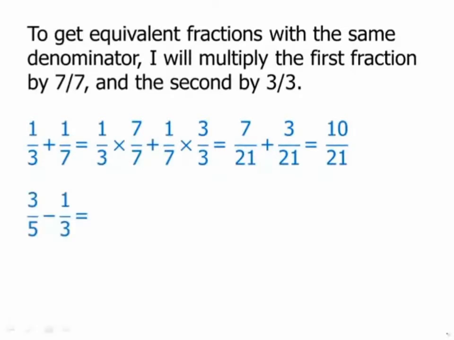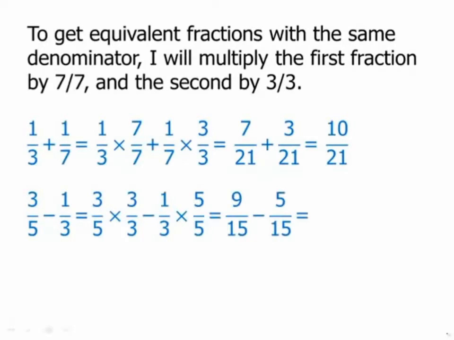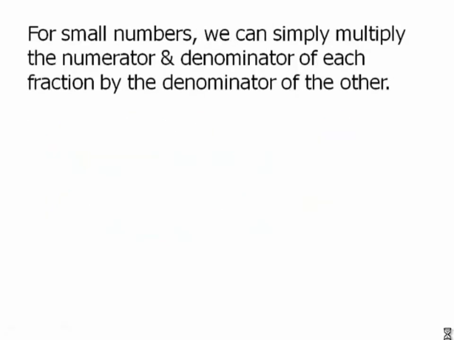Another example, 3/5 minus 1/3. Multiply the first one by 3/3, the second one by 5/5. We get 9/15 minus 5/15. 9 minus 5 is 4. That's 4/15.